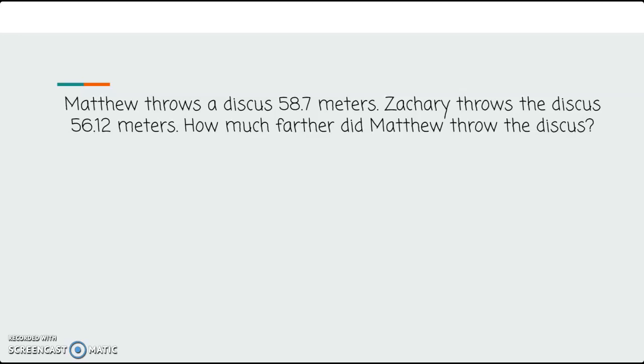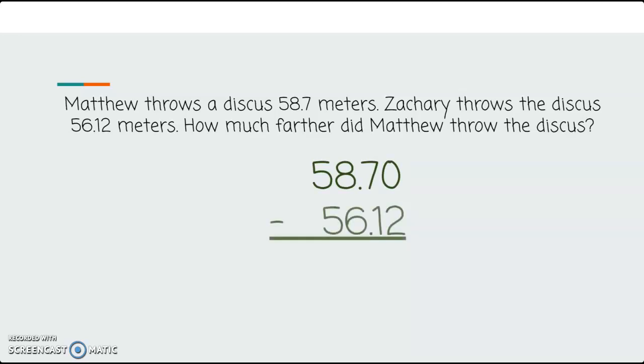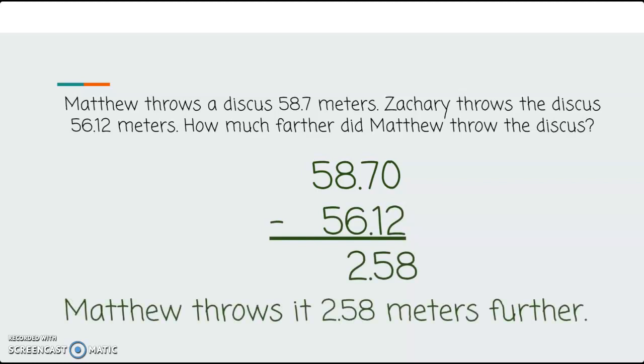Matthew throws a discus 58.7 meters. Zachary throws a discus 56.12 meters. How much further did Matthew throw the discus? We first will take our 58.7 meters and we will add the 0 as a placeholder, and we will subtract 56.12 from that number. We do so, we get 2.58. So Matthew throws the discus 2.58 meters further.